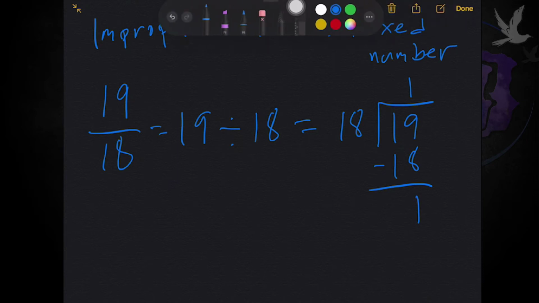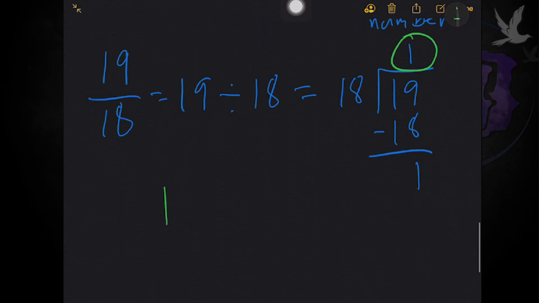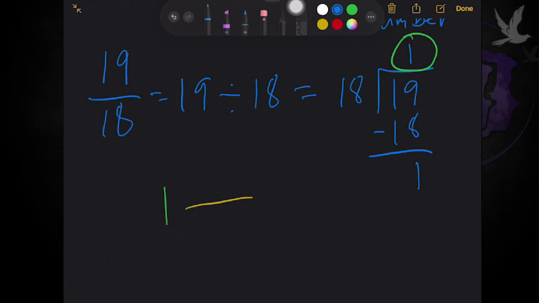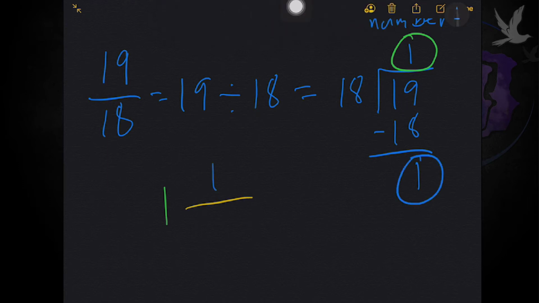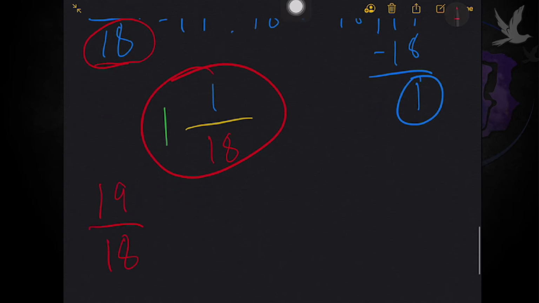Okay? So, i-encircle ko lang. Your quotient will be your whole number. Your remainder is your new numerator. And if you observe, yung denominator nyo will still be the same. So which means 19 over 18 is actually equivalent to 1 and 1 over 18. Okay, so that's the basic.